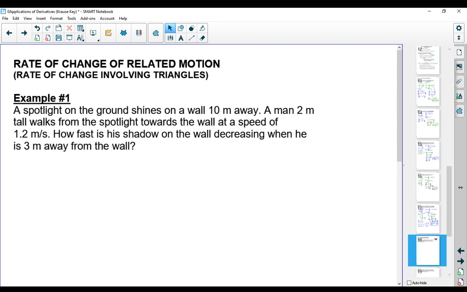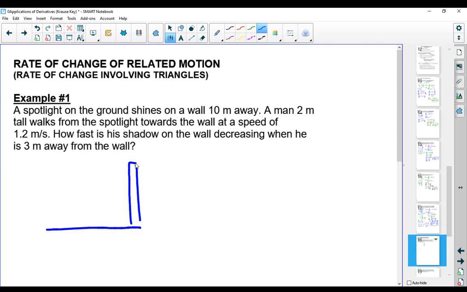Any of these questions, it's important that you draw a diagram so you can get a visual of what you're working with. So we've got our wall, we've got this spotlight and it's shining up on the wall. And then we've got our little man here, he's 2 meters tall.